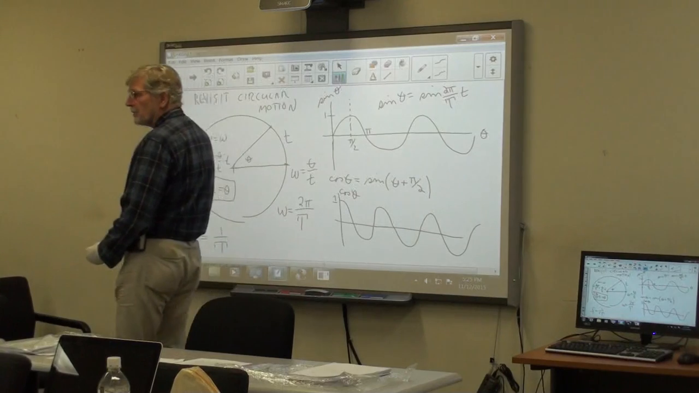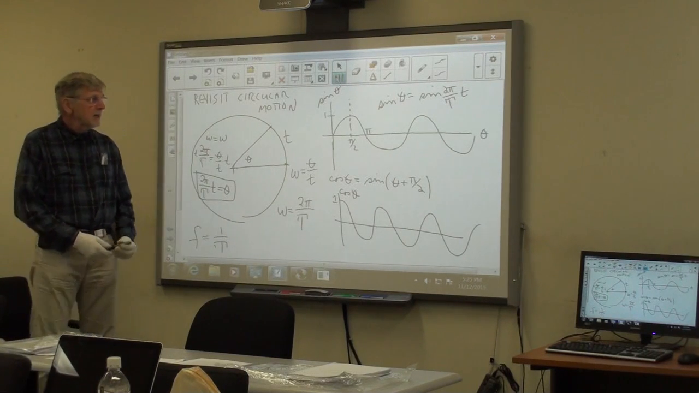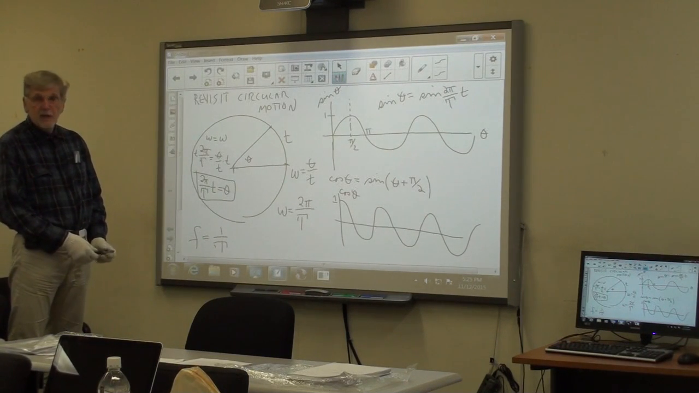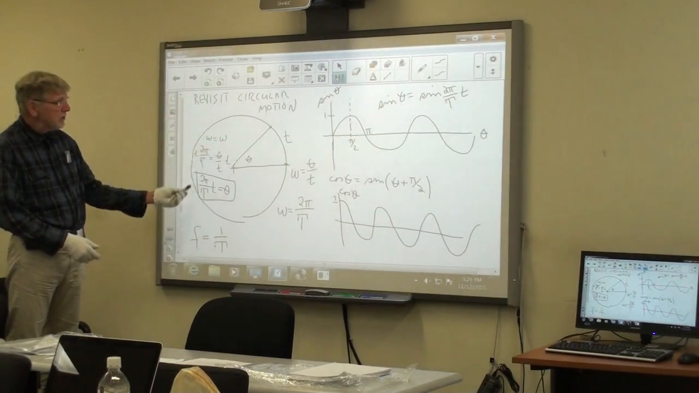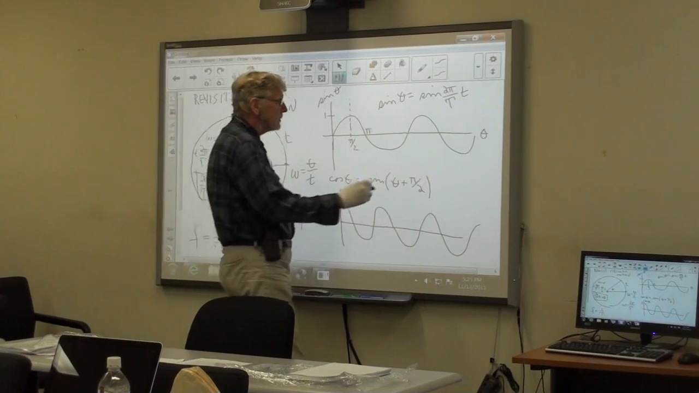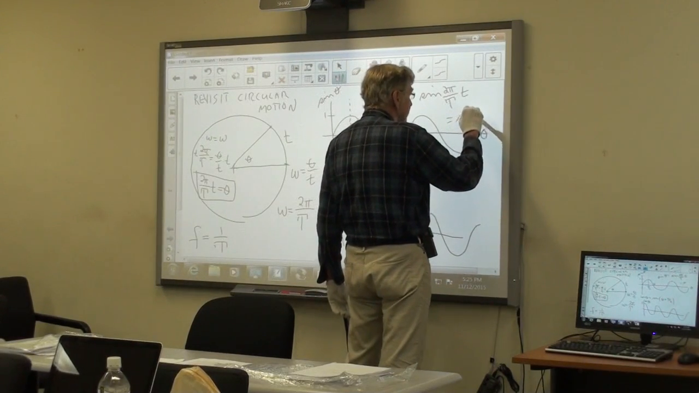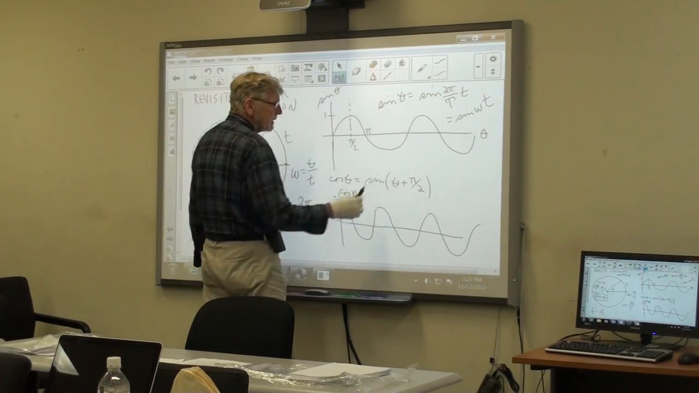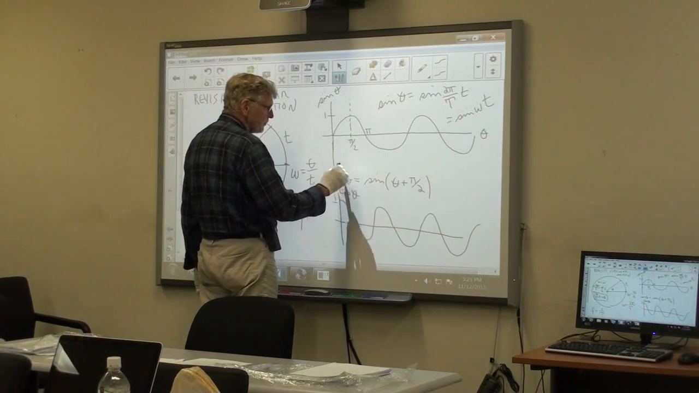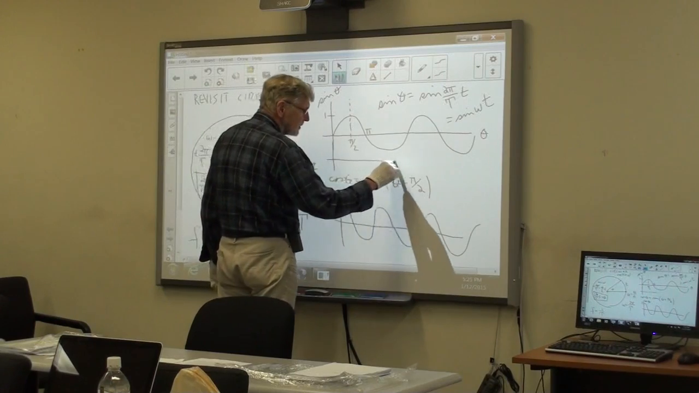So we can measure the growth of theta not as a growth of an angle, but as a passing of time, as long as we're dealing with circular motion. And this is equal to the sine of omega t. That means that instead of using an axis that measured an angle, I could have used an axis that measured time.